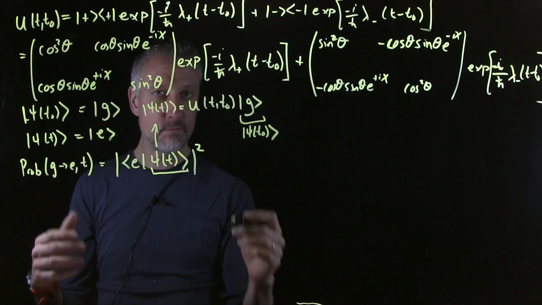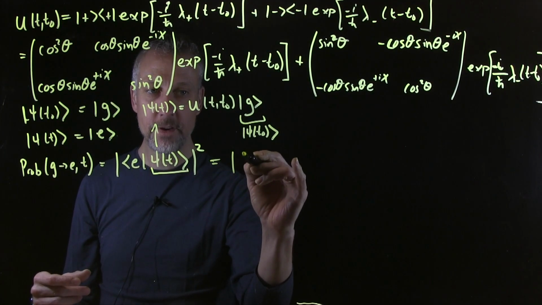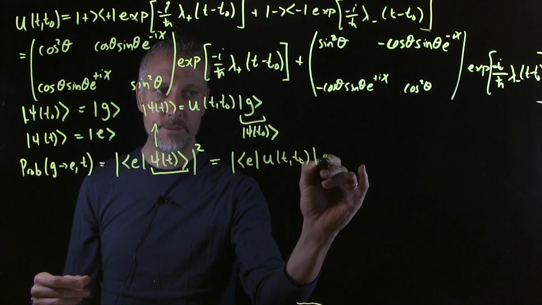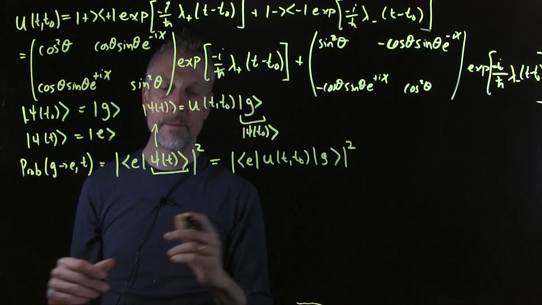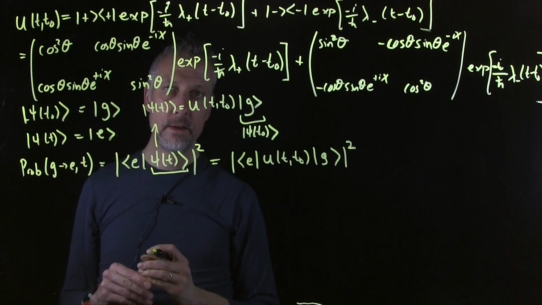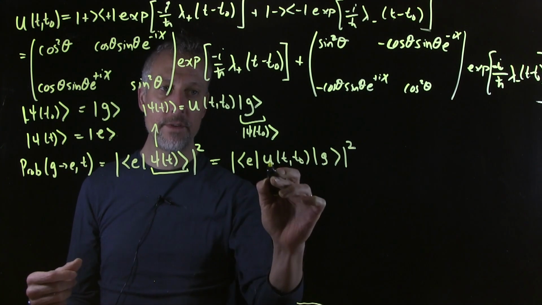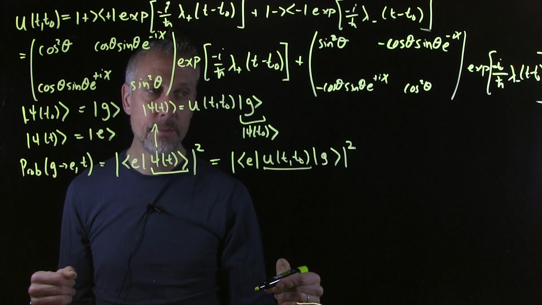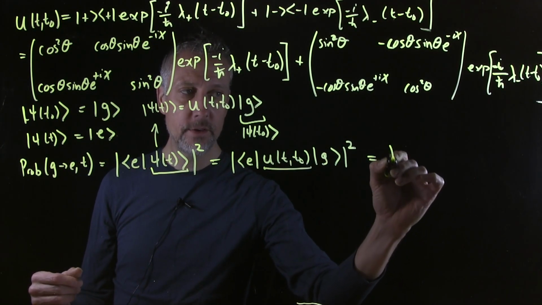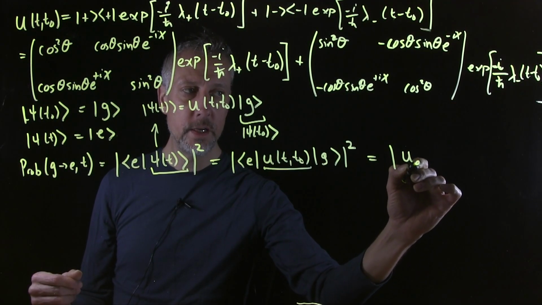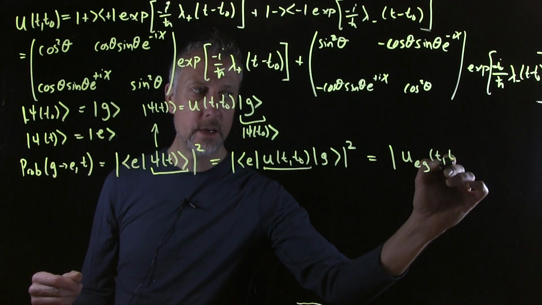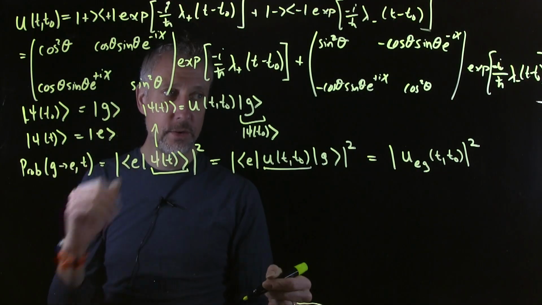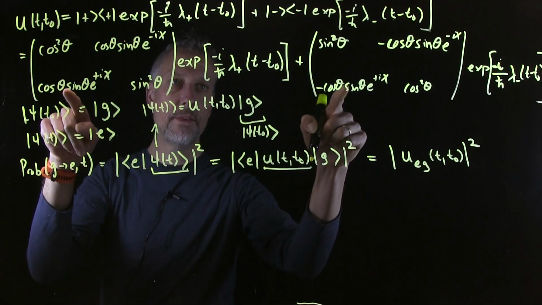Okay, so look at this. This looks almost simple, right? We have the modulus squared of E U(t, t0) G. So what is that? That's nothing other than a matrix element of the time evolution operator. This is nothing other than the square of U_EG(t, t0). All right, do we know how to find the U_EG element? We sure do. We just look at the bottom left element of this thing.